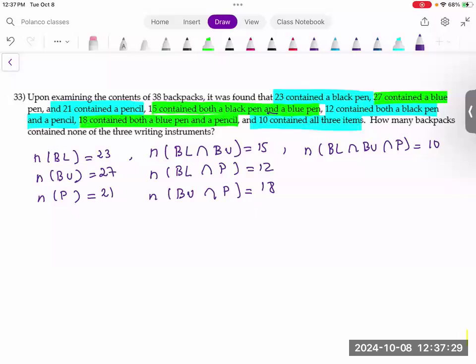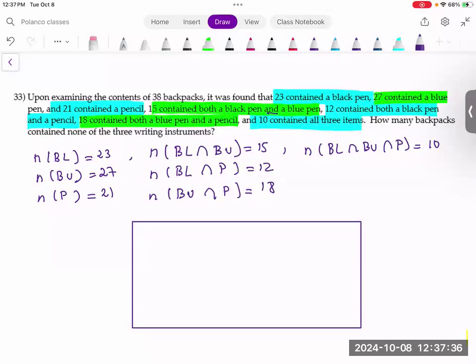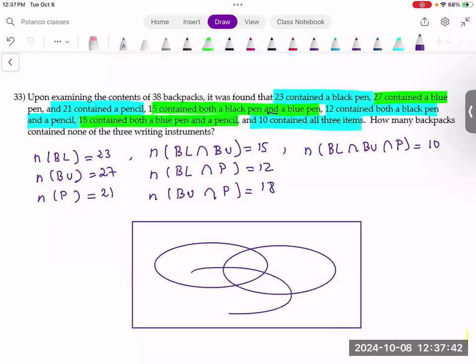So now we are ready to do the Venn diagram. What I need is my box. And how many sets do I have? 3, very good. So this is 1 set, 2, and 3, right? So let's give them labels. So this is the black, this is the blue, and this is the pencils. Which set, which statement, you wanna start first?